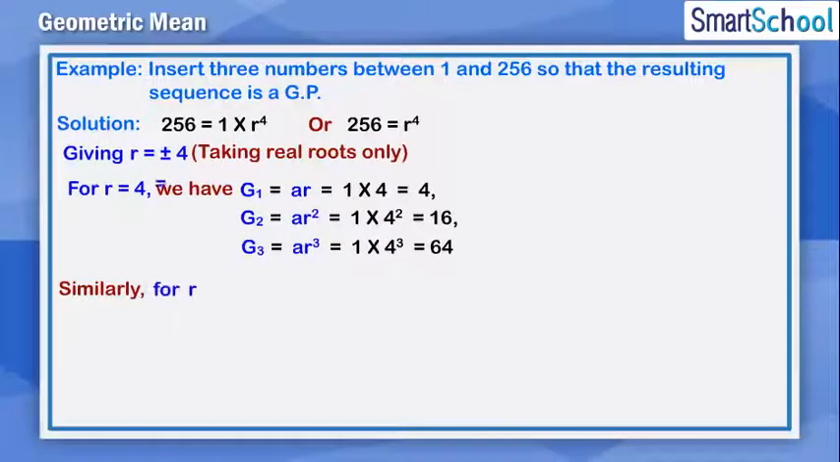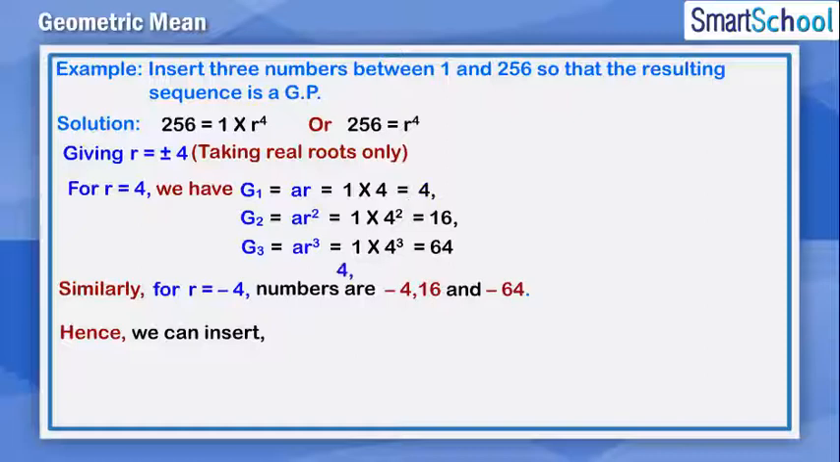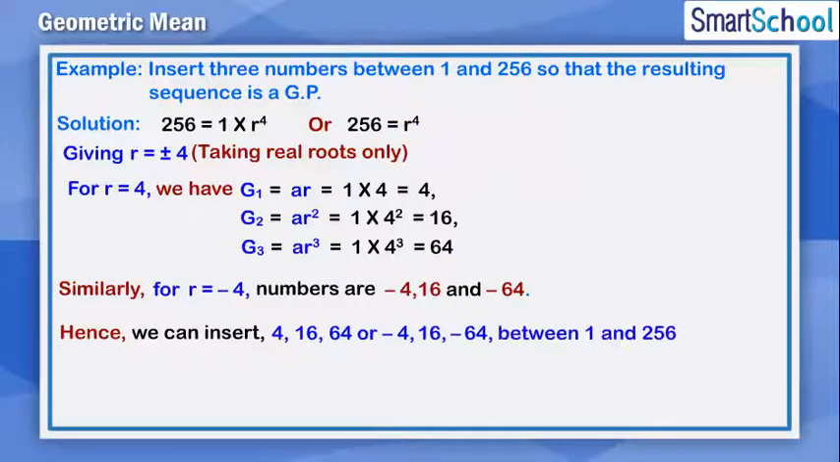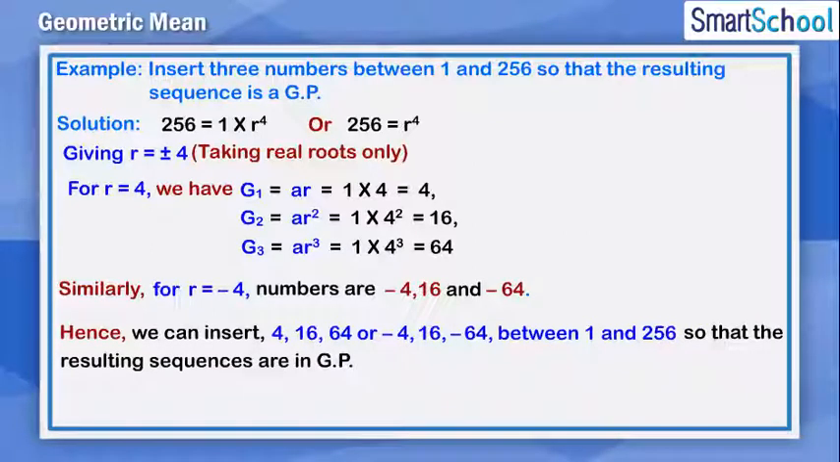Similarly, for r is equal to minus 4, numbers are minus 4, 16 and minus 64. Hence we can insert 4, 16, 64 or minus 4, 16, minus 64 between 1 and 256 so that the resulting sequences are in GP.